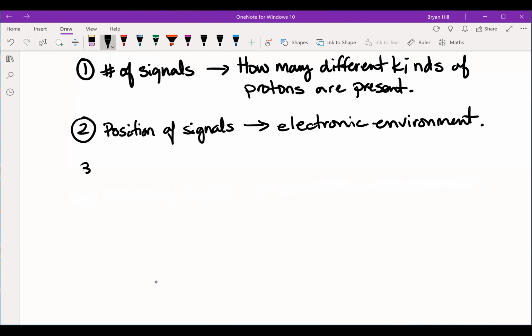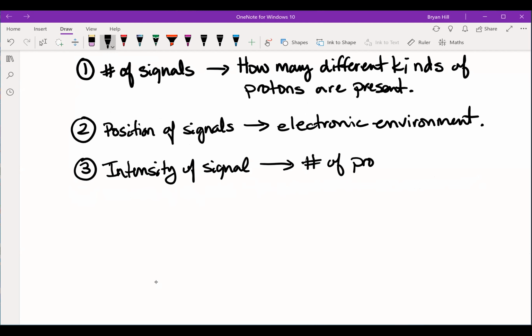Third, the intensity of the signal. This is going to tell us the number of protons that are basically used to make that signal, the number of protons represented by that signal.